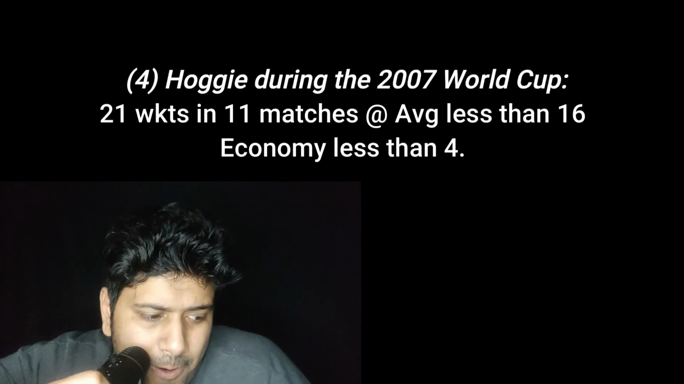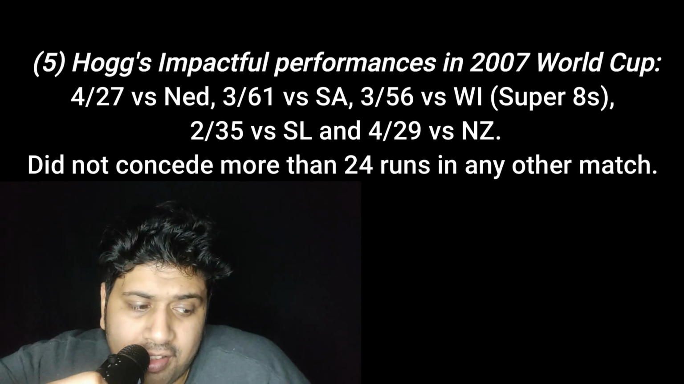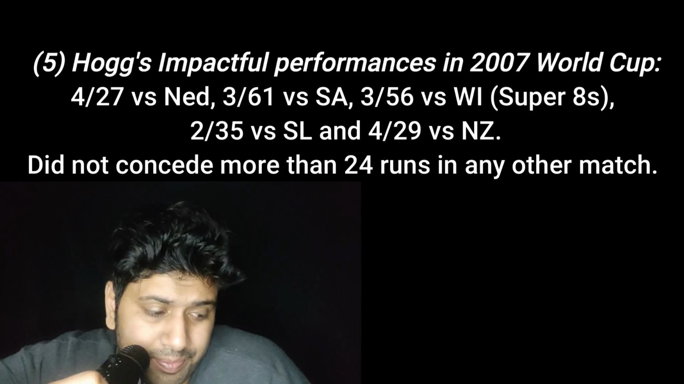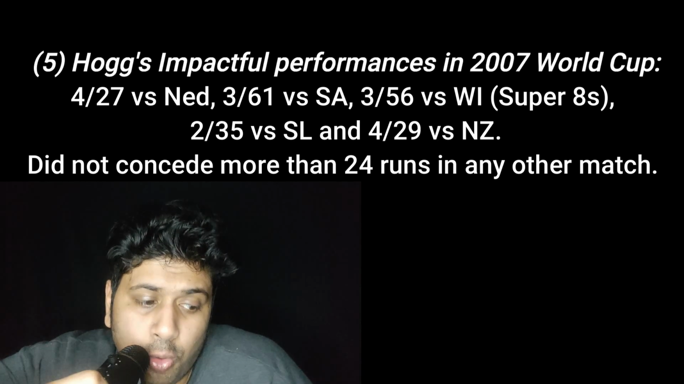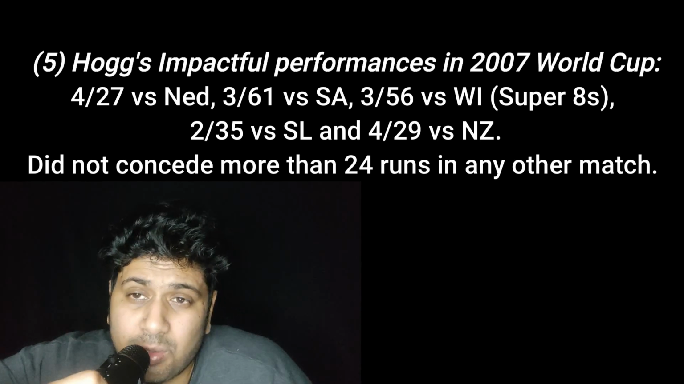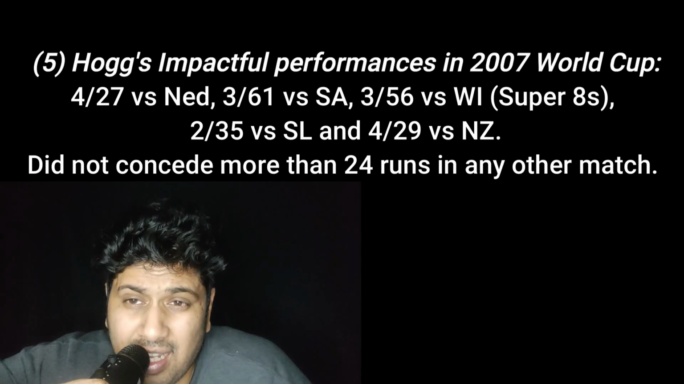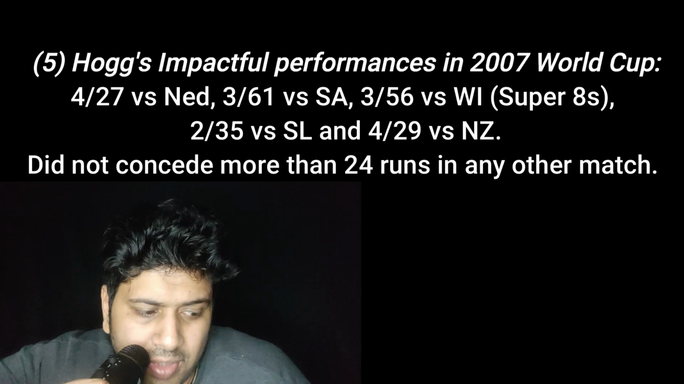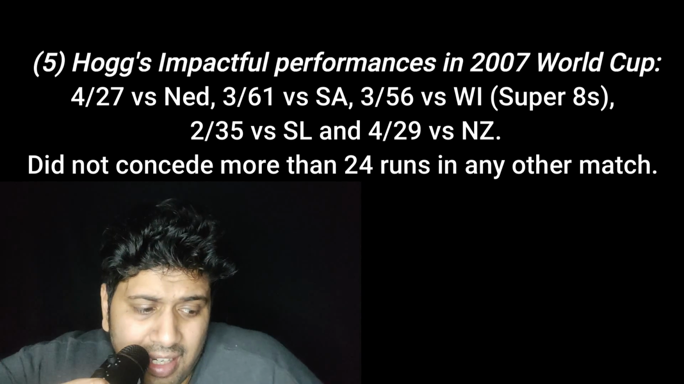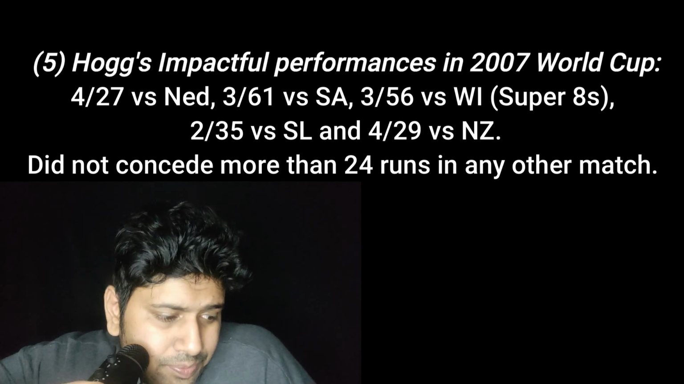So in that World Cup, if I look at his impactful performances, there were 4-27 against Netherlands, 3-61 against South Africa, 3-56 against West Indies in the Super 8s, 2-35 against Sri Lanka, and 4-29 against New Zealand. And these are all big teams. They were among the favorites. And he did not concede more than 24 runs in any other match. In all these matches, he took at least 2-3 wickets, 4 wickets. But even in the matches he took less than that, he did not concede more than 24 runs. So that is some impact.